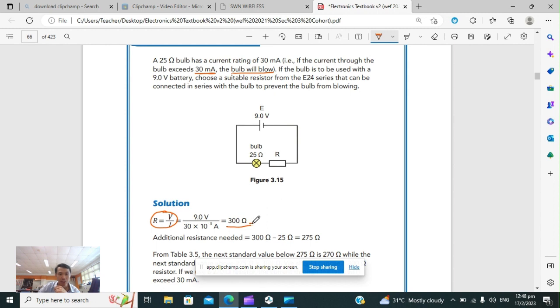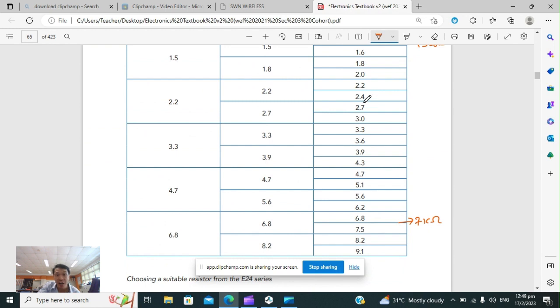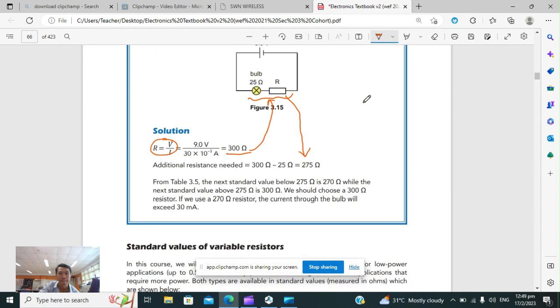the total resistance that I need over here is 300 ohms. So if I take away the 25, I now know that the resistor I put in series is 275. Now, let's go back to our E24 series. Remember, 275. So going back, I look at 275. I don't have a 275.